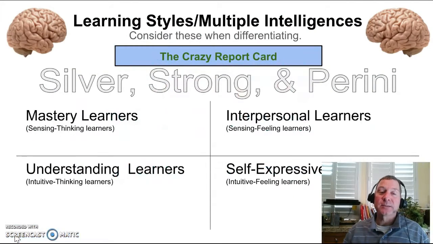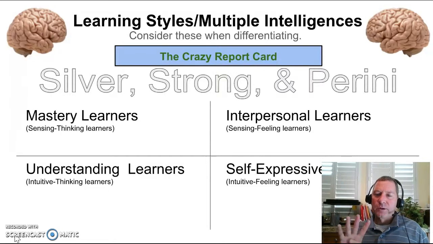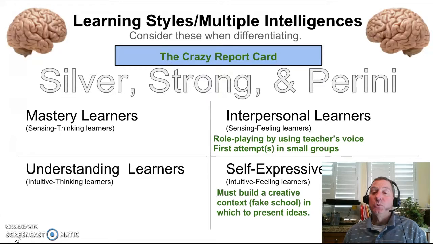Again, you can pause. And so let's talk about how the Crazy Report Card fits on Silverstrong and Perini's 4 different learning styles. And by far, I think the 2 learning styles that would enjoy the Crazy Report Card the most are your interpersonal learners, because there's role playing where you get to play the teacher's voice. Interpersonal learners like that. Their first attempt or attempts should be done in small groups where they can work on it together and talk it out.